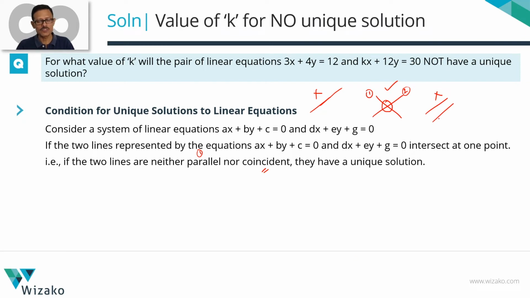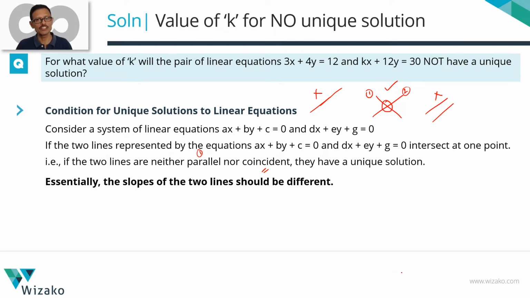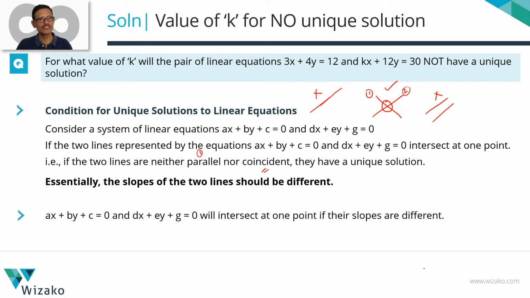So what happens when they are parallel? Their slopes are equal. What happens when they are coincident? Their slopes are equal. So if these two straight lines have to intersect at one point and have a unique solution, then their slopes should be different. So when will they have a unique solution? The lines representing these two equations will meet at one point if their slopes are different. So how do we come to that? What factor or condition will make that happen?